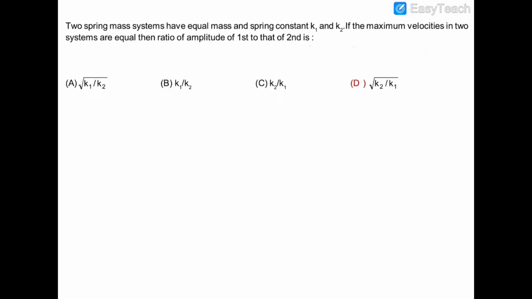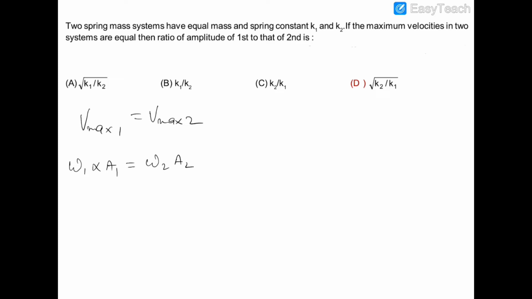Then we have to find out the ratio of the amplitude of the first one to the second one. Now first of all, we know that the two springs have spring constants k1 and k2, and their maximum velocities are equal. So Vmax1 is equal to Vmax2. Vmax is also equal to omega into amplitude, and we have to find the ratio of their amplitudes. So this is omega 1 into A1 and this is omega 2 into A2.